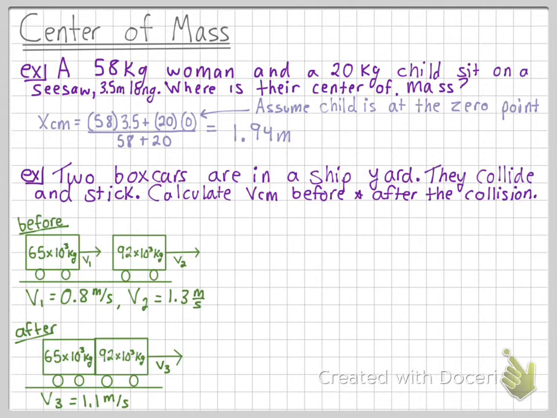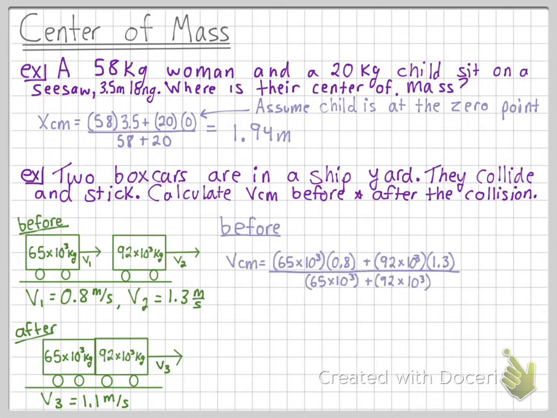Let's do another problem. Two boxcars are in a shipyard. They collide and stick. Calculate the velocity of the center of mass before and after the collision. So the diagrams on the left show us the different masses and velocities of the boxcars. So let's calculate the velocity of the center of mass before the collision. To do this, we simply multiply the velocity of each boxcar by its mass and divide by the total mass. And we see that the initial velocity of the center of mass is 1.09 meters per second.